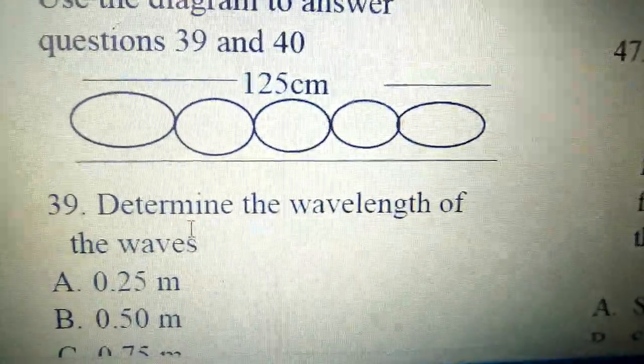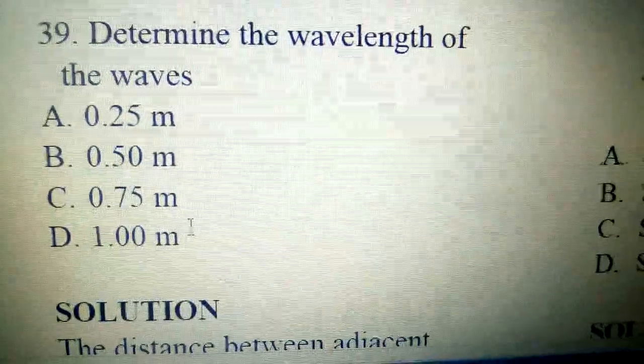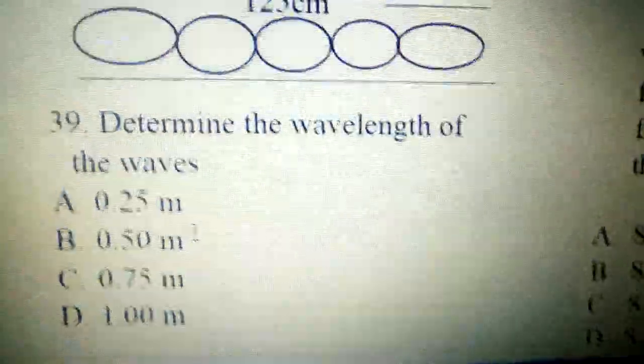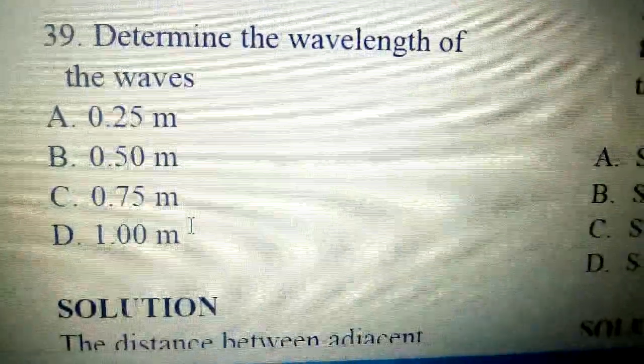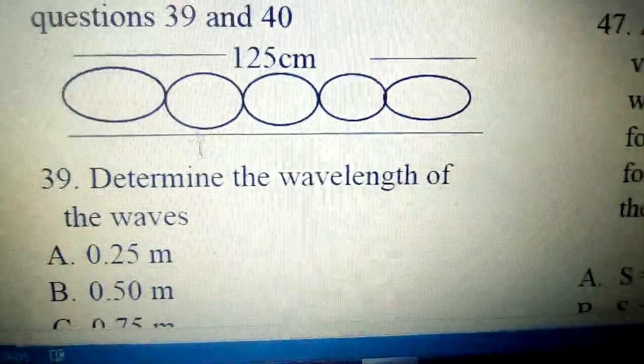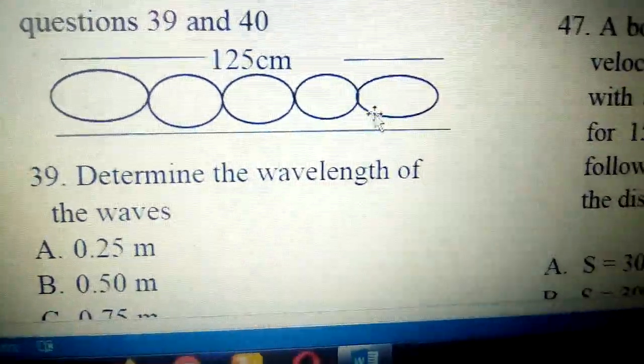Option A 0.25 meters. Option B 0.50 meters. Option C 0.75 meters. Option D 1.00 meters. The answer to number 39 is option B. So how do we prove that? We count the number of lobes: 1, 2, 3, 4, 5.